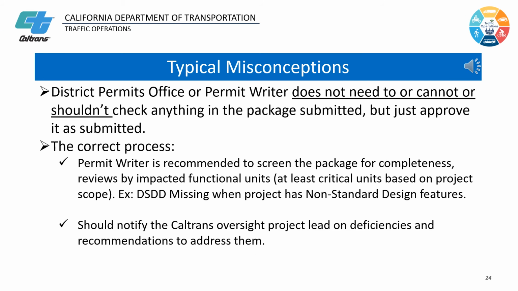Here are some typical misconceptions by both encroachment permit and functional units staff. One of the misconceptions is that the district permits office or permit writer does not need to, or cannot, or shouldn't check anything in the package submitted, but just approve it as submitted. In truth, the permit writer is recommended to screen the package for completeness, reviews by impacted functional units, or at least critical units based on project scope.